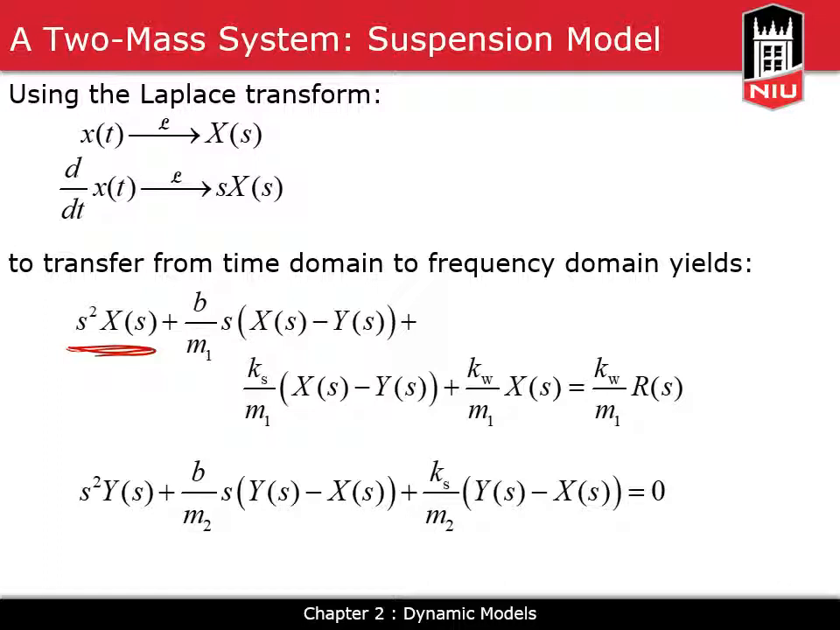Second term was b over m1 times (x dot minus y dot). b over m1 is the constant, it remains there. Then instead of x dot, the Laplace transform of x dot is s times X. The Laplace transform of y dot is s times Y. So we factor out s and write that second term in the s domain like this. Similarly, we apply the Laplace transform on everything else in the first equation as well as the second equation.